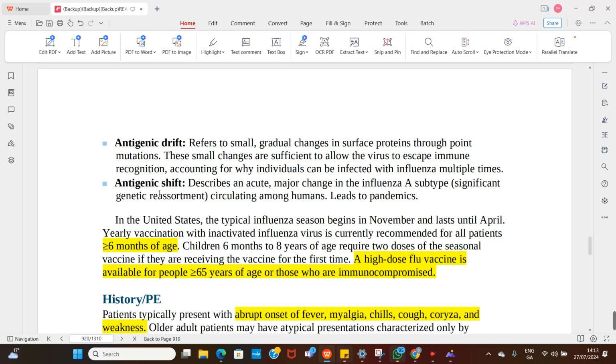But for the shift, you are changing the entire genome entirely. The entire genome is changing, and the world has not seen it before, so it's going to lead to pandemics. Don't forget the concept behind them.